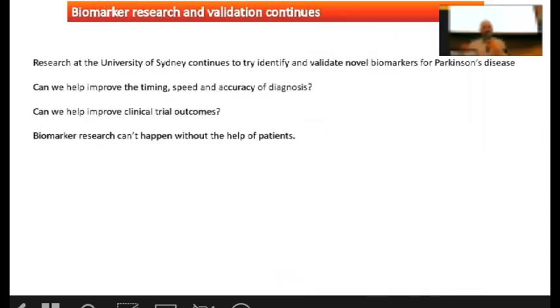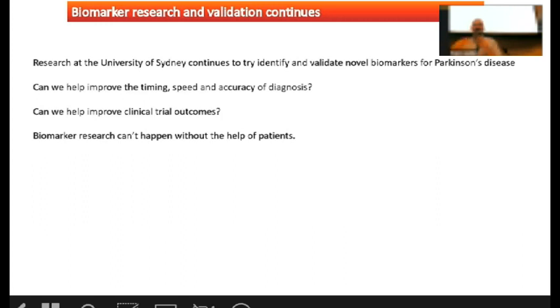So I had two parts to my talk, and that's kind of the end of the first part, which was on biomarker research. That's what we do, and our biomarker research is continuing. We're trying to find and validate these novel biomarkers for Parkinson's disease, with our aims of really trying to help improve the timing, the speed, and the accuracy of a Parkinson's diagnosis.